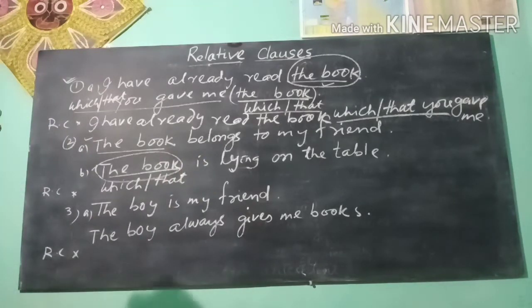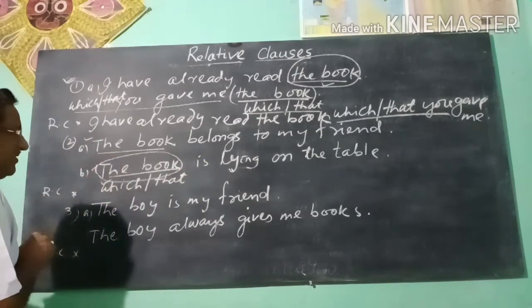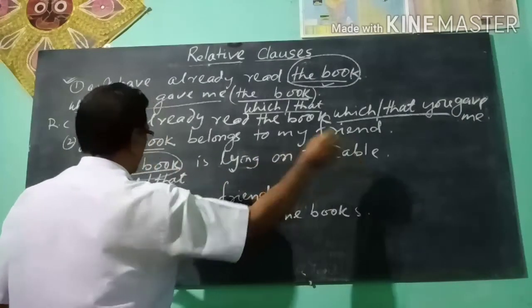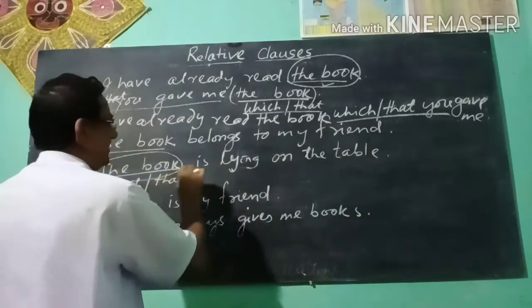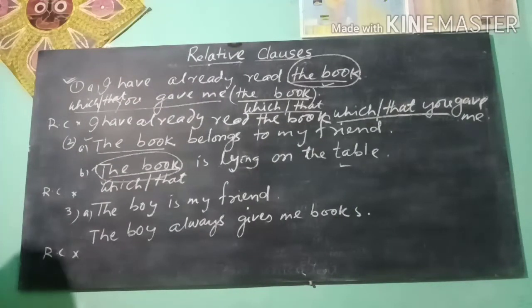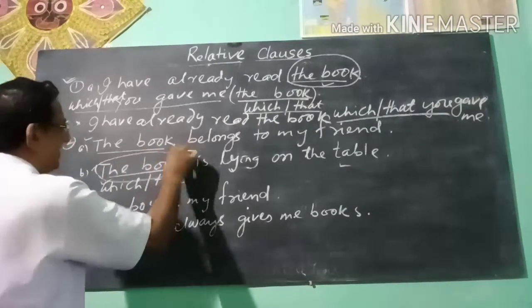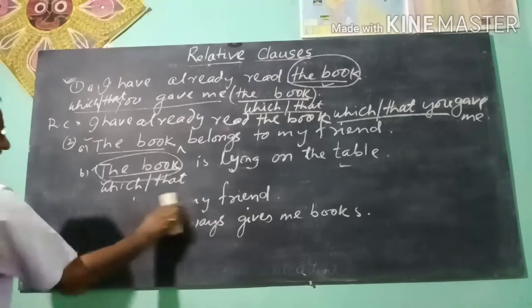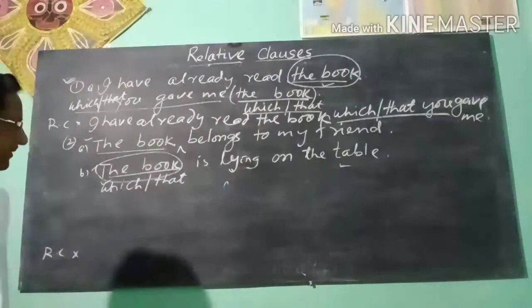Here now, the relative clause is formed. Which that is laying on the table. Which is laying on the table. That is laying on the table. Now, you put the relative clause after the antecedent in place of the book. So now you get the sentence, the complex sentence.